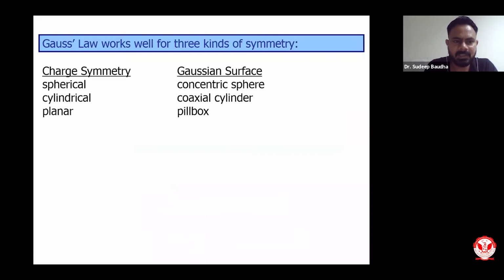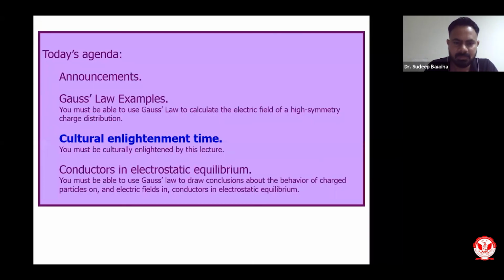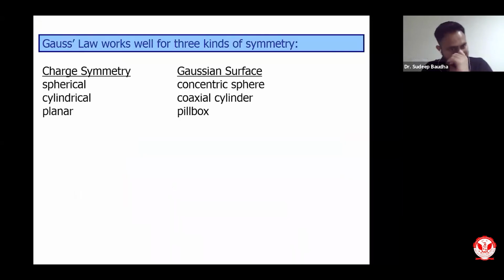And I will relate it. If I have spherical charge symmetry, then I can use a Gaussian surface as a concentric sphere. If I have a cylinder, then I can use a coaxial cylinder. If I have planar, I can use a pillbox. So this is what Gauss law is about. I hope you have got the concept of Gauss law.